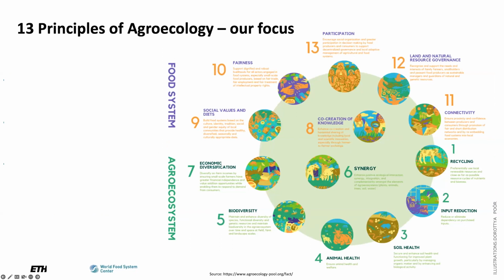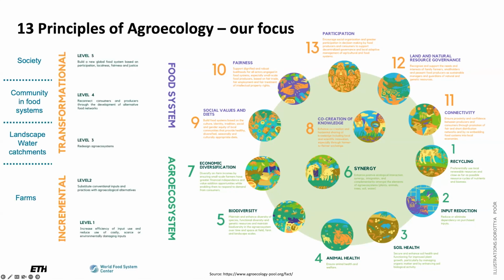And our basis are these 13 principles of agroecology. Some principles address more aspects on the agroecosystem, like the topic of today, input reduction. The aim is to reduce or eliminate dependency on purchased inputs, but there are also principles which address more food system aspects. And last week we talked about connectivity. That's something where more the food system dimension was in the focus. So agroecology does address different levels or different kinds of spaces, more farm, landscape or water catchments, but also community and food systems, all the way to societal elements.